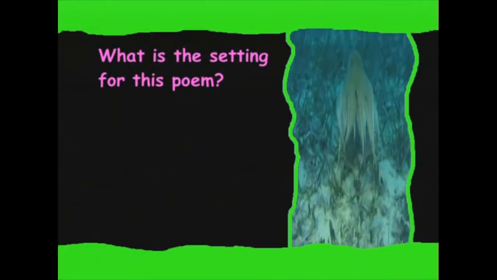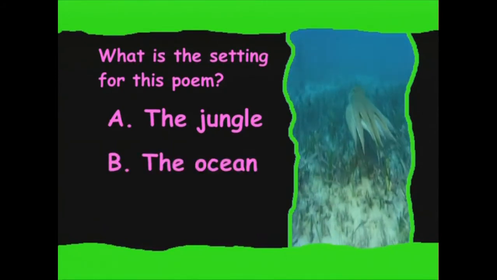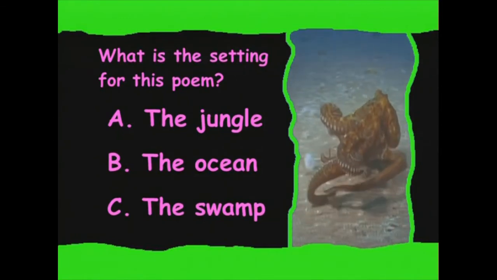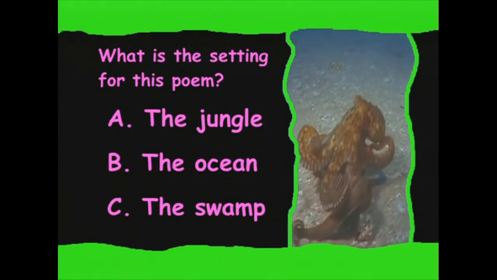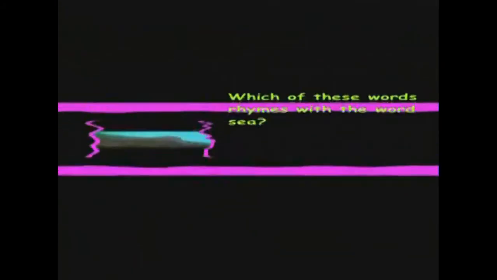What is the setting for this poem? A. the jungle. B. the ocean. C. the swamp. According to the poem, Ollie lives in the ocean. The ocean is the setting because it's where the poem takes place.